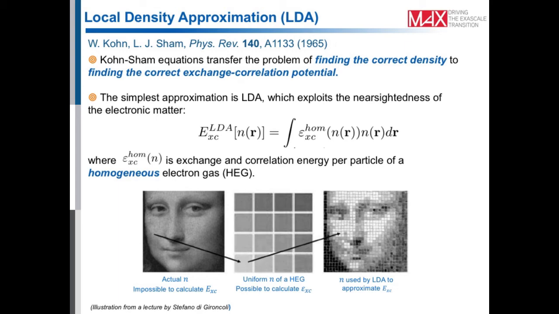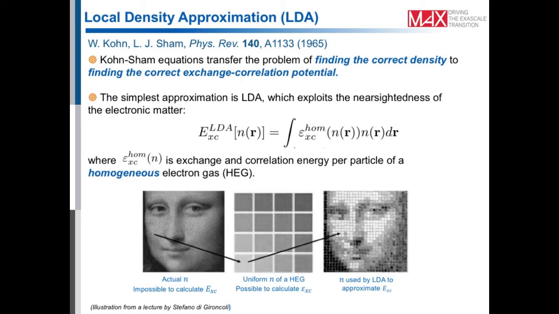And what you need to do here is calculate it by using the exchange and correlation energy per particle of the homogeneous electron gas. So what does this mean? At every point in the system that has an actual density, you will not be able to calculate the exchange and correlation energy functional, but you can take this point and map it to a homogeneous electron gas with the same density as this point, right? For this, you can calculate exchange and correlation energy.